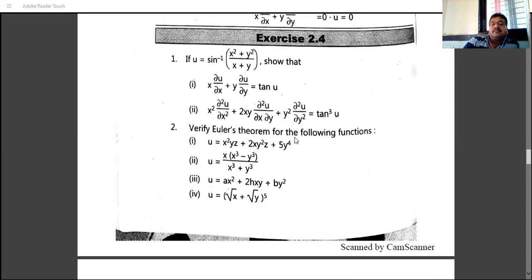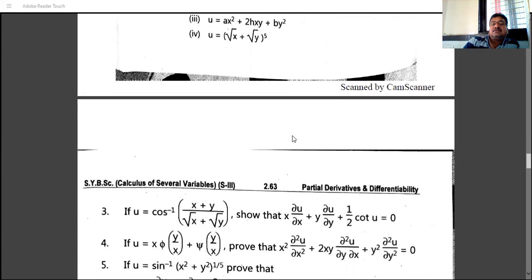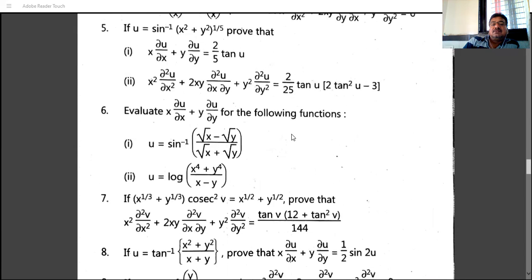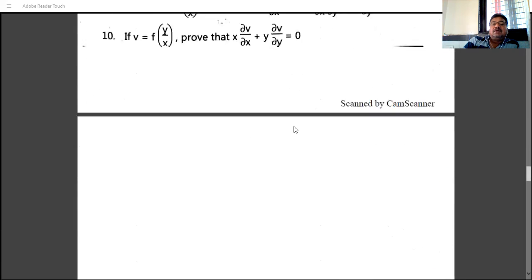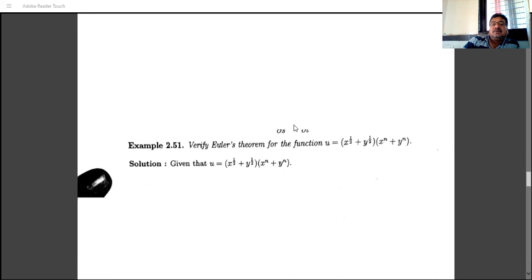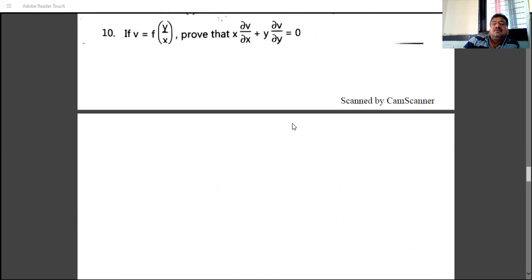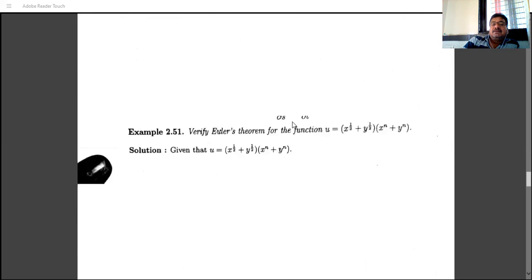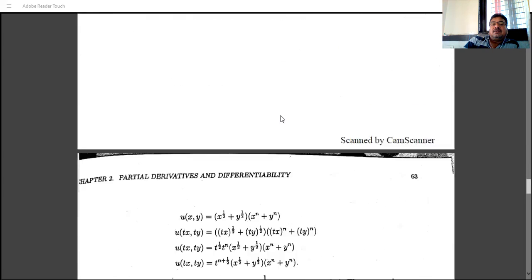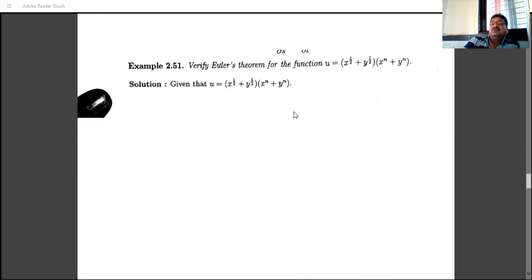So these are some problems for exercise. Solve all these problems by Euler's theorem or Euler's corollary. Okay, so these are some solved examples related to Euler's theorem. We will see more in the next lecture.